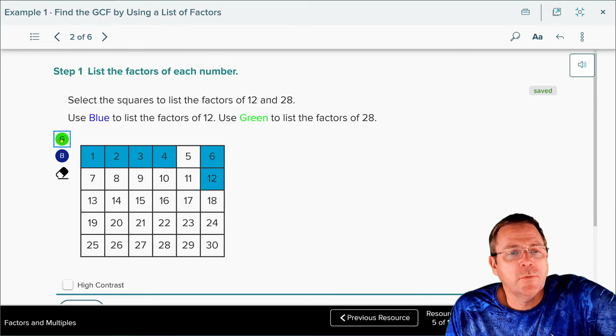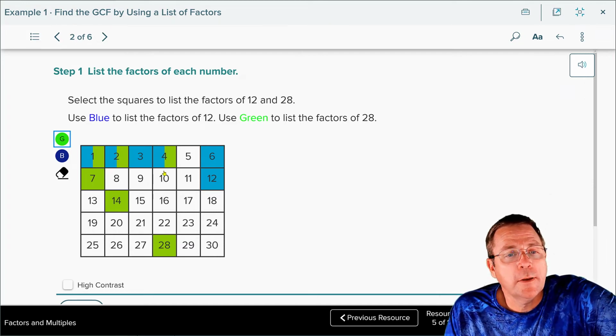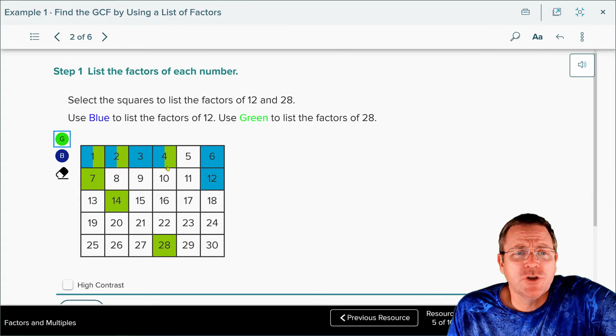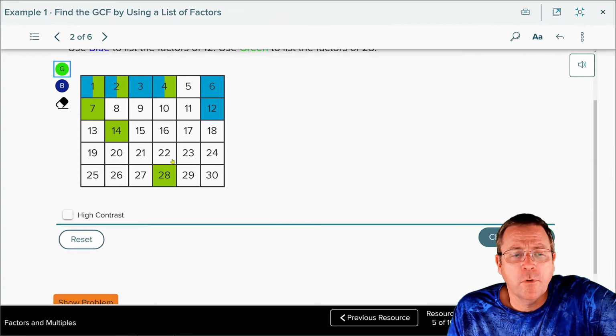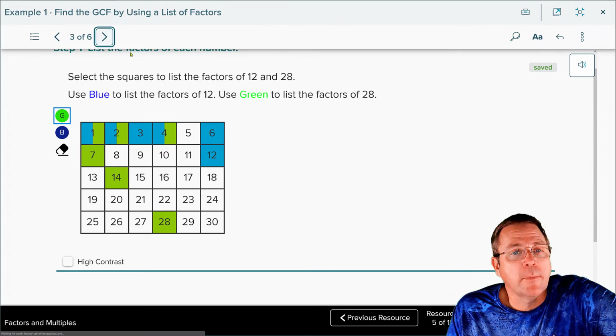And then when we went to 28, 28 is 1 times 28. It's 2 times 14. It's 3? No, it's not, but it is 4 times 7, and that's all the factors of 28. From here we can see what's the biggest one that they share. It's going to be 4. Therefore, 4 is going to end up being our greatest common factor.